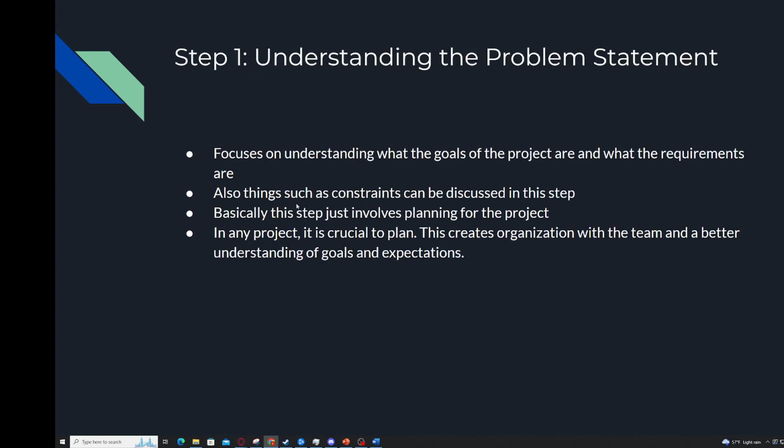Step 1: understanding the problem statement. Step 1 focuses on understanding what the goals of the project are and what the requirements are. Also, things such as constraints can be discussed in this step. Basically, this step just involves planning for the project. This step is all about planning and figuring out who is doing what. In any project, it is crucial to plan. This creates organization within a team and a better understanding of goals and expectations. That's what I was talking about earlier.